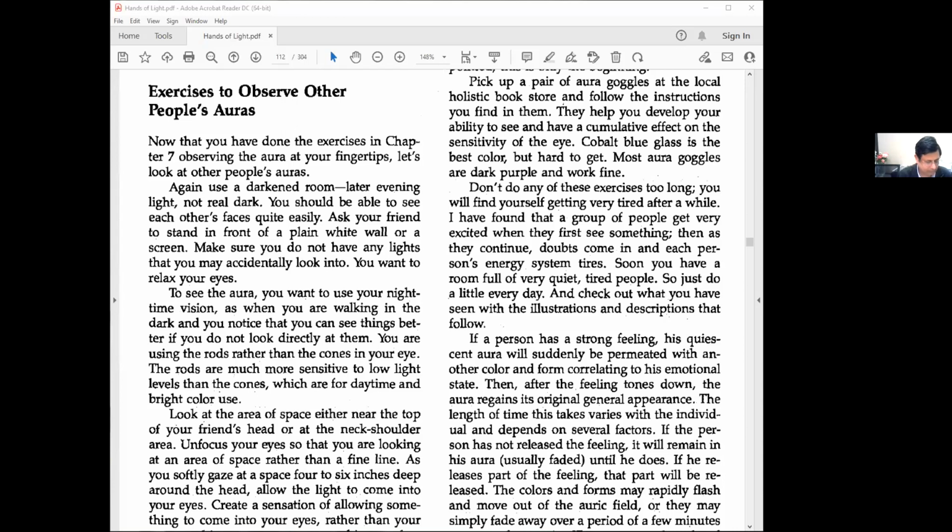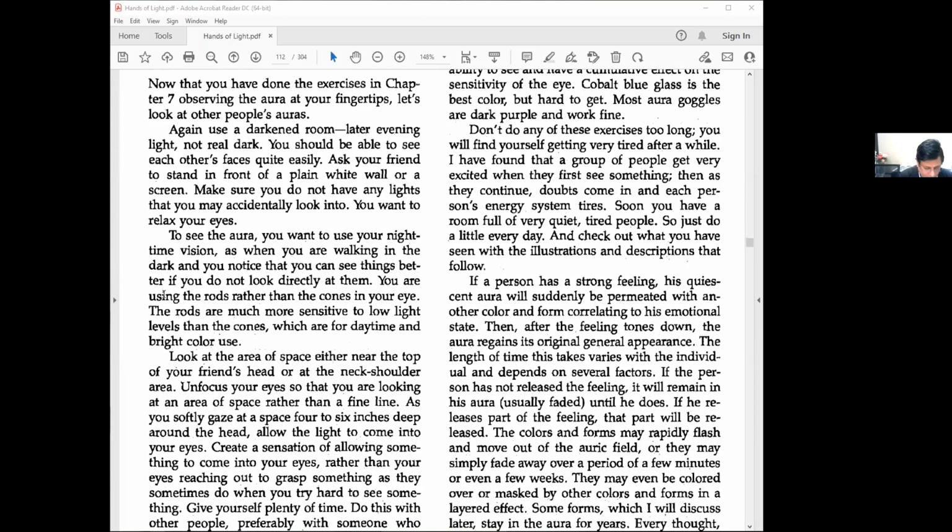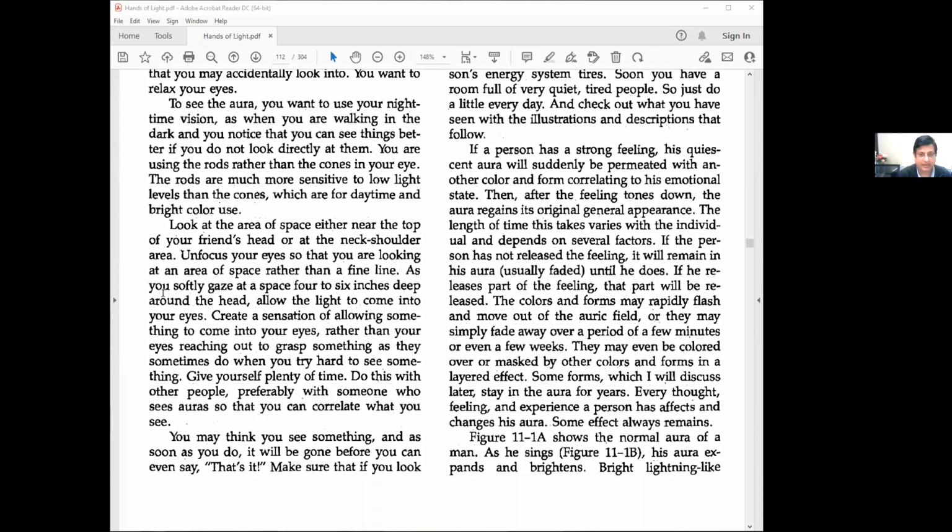Again, use a darkened room, later evening light, not real dark. You should be able to see each other's faces quite easily. Ask your friend to stand in front of a plain white wall or a screen. Make sure you do not have any lights that you may accidentally look into. You want to relax your eyes. So this is something that of course we can practice.